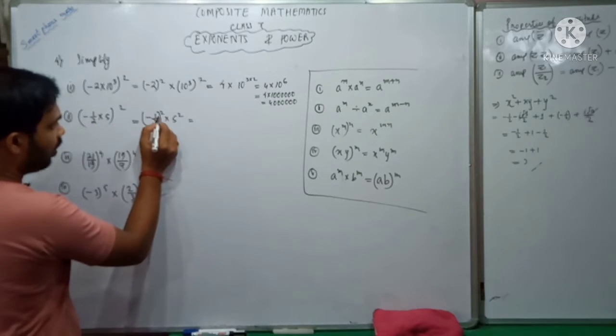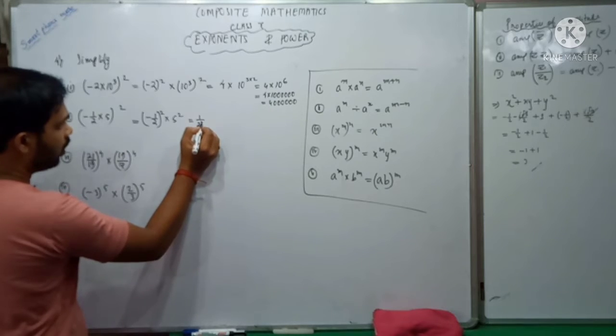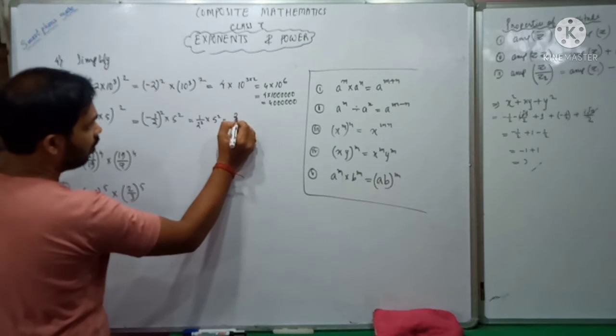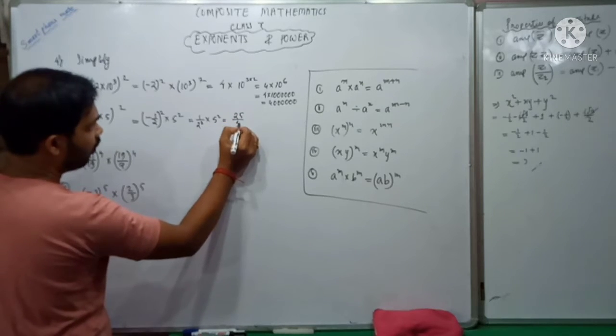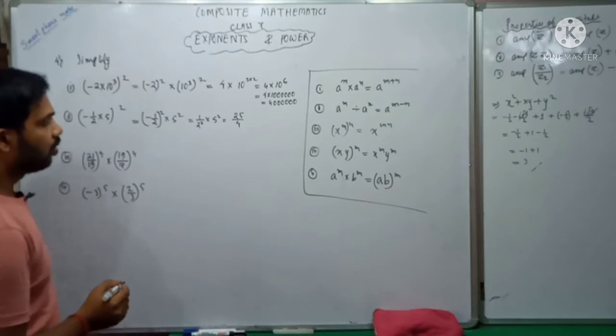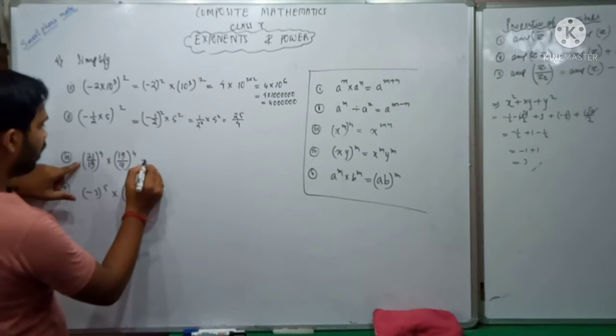So you see the power is even, then it will become positive. So it will become 1 by 2 square into 5 square, which is equal to 25 by 4. 5 square is 25 and 2 square is 4. So this 5 will be multiplied above. So it will be 25 by 4. This is our answer. Next you see.